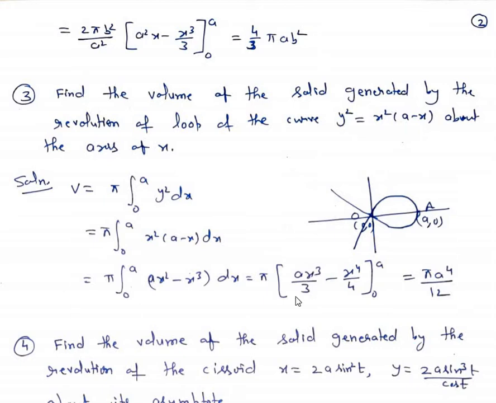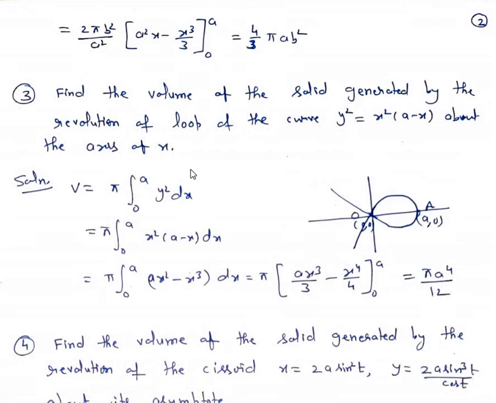Integration of x² is x³/3. Integration of x³ is x⁴/4. Limits from 0 to a, putting the limits, we get π a⁴/12. So this is the volume generated by revolving the loop of the curve y² = x²(a - x) about the axis of x.